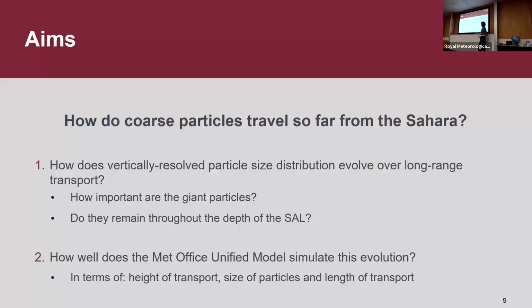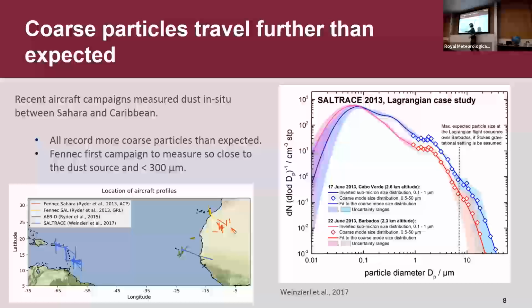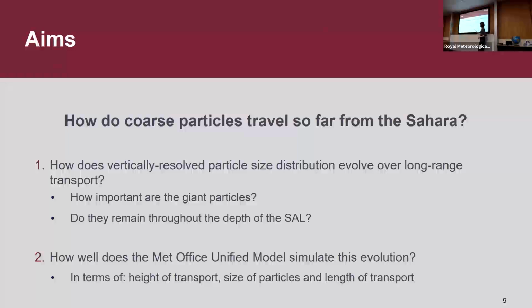First of all, just thinking about the observations that I have. Actually, wait, could you go back a step? Basically, I'm using these observations to look at how the size distribution changes from the source and then downstream across the Caribbean. I'm trying to work out how that size distribution evolves over long range transport. How important are the giant particles? Are they sticking around for the entire journey, which we know they are, but how fast are they dropping off? And are they remaining mixed within the Saharan air layer? SAL is the Saharan air layer.